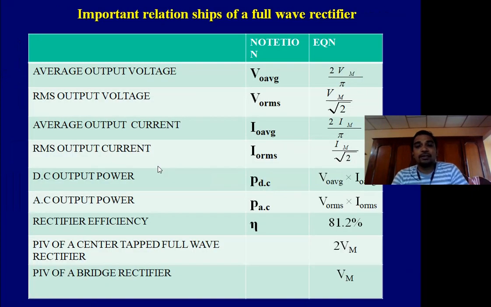So the results of this full wave rectifier: output voltage average is 2 Vm by pi, output current 2 Im by pi, output RMS voltage Vm by root 2, output RMS current Im by root 2. The DC power available is V naught average into I naught average. AC output power is V naught RMS into I naught RMS. The final value is rectification efficiency 81.2%. Peak inverse voltage for center tapped is 2 Vm, for bridge it is Vm only.